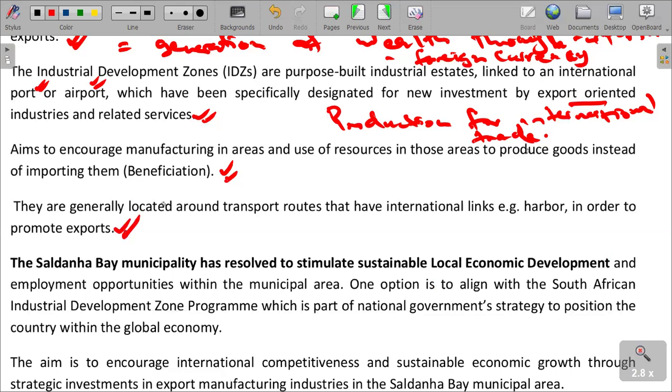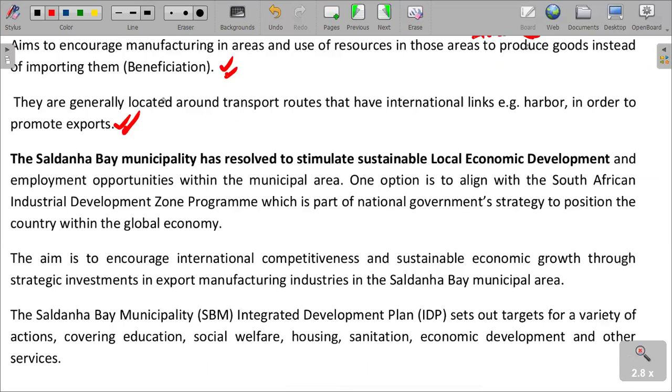They are generally located around transport routes that have international links, harbors, in order to promote exports, the IDZ. And then we have got an example of the South Bay municipality. As a typical example, it resolved to stimulate sustainable local economic development and employment opportunities within the municipal area. One option is to align with the South African Industrial Development Zone program, which is part of the government strategy to position the country within the global economy. We are talking about what? Globalization, because we are talking about international routes, international harbors, airports.